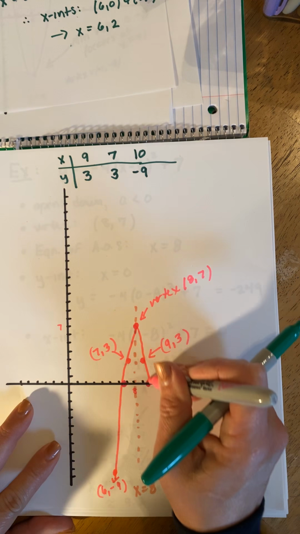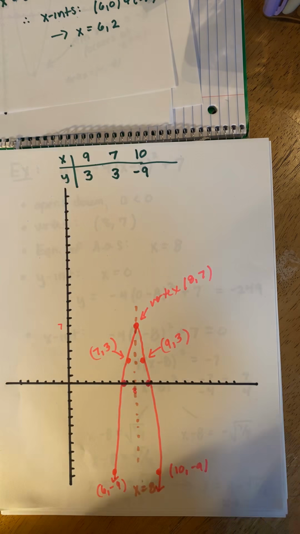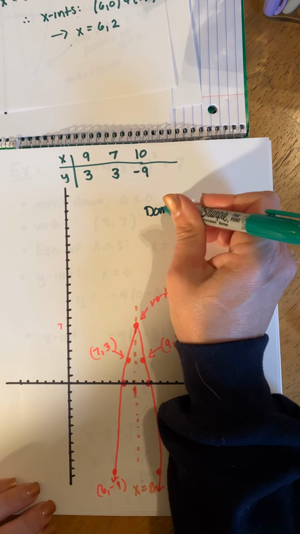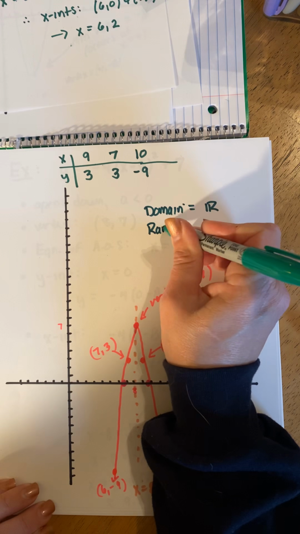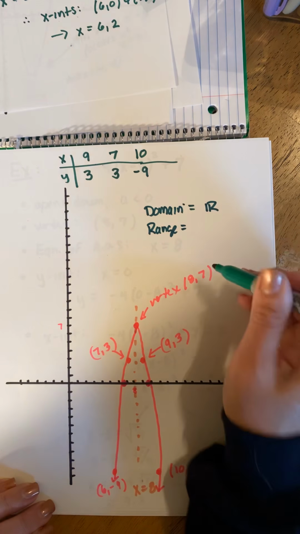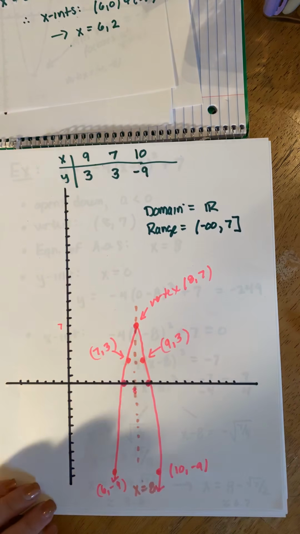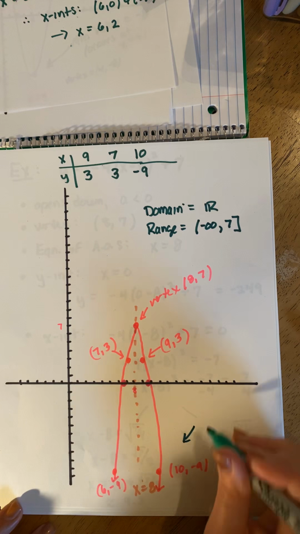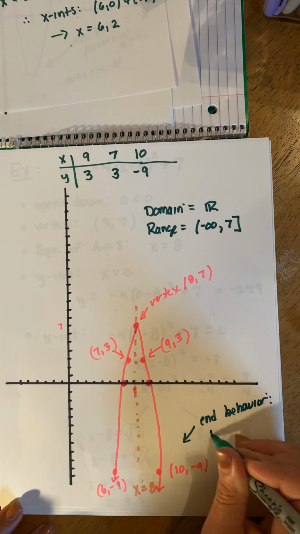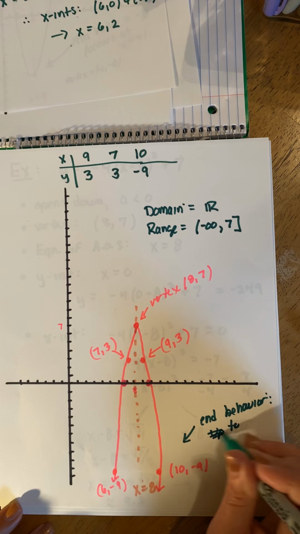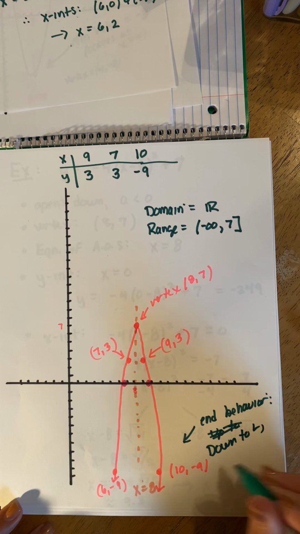We can still identify the important features. We can't see the y-intercept because it's so far down here. Domain: all real numbers. Range is, well, it's everything below 7. So if it's below the value of the vertex, we start with negative infinity. End behavior: up to the left. Oh, no, don't do that. Yeah, down. It's pointing down. Down to the left, and then down to the right.